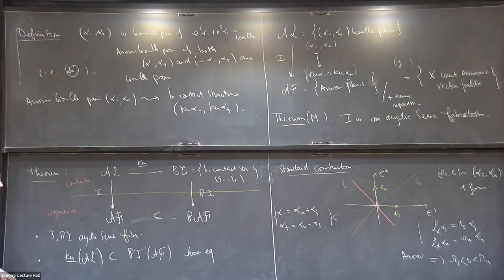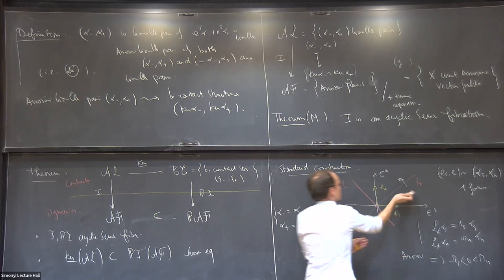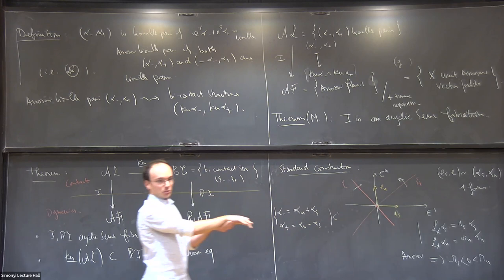Is it easy to see that xi minus and xi plus are contact? Yes, because the flow is tangent to them, but it will push xi plus in this direction, and xi minus in this direction. So the flow does not preserve them and pushes them immediately, and that implies the non-integrability.